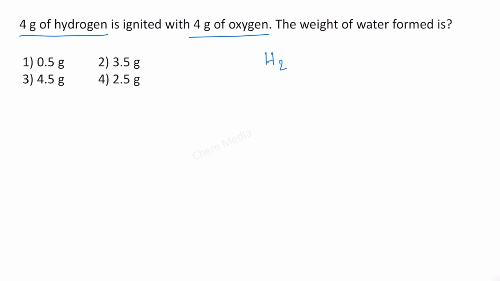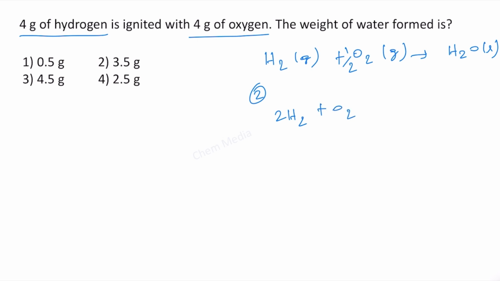So, H2 gas reacting with O2 and giving water. To balance the equation, we have to put 1 by 2 in front of O2. Now, to get rid of the fraction, I am multiplying the entire equation with 2. So, in that case 2H2 plus O2 giving 2H2O. What this means is that if we have 2 moles of H2 and 1 mole of O2, we would get 2 moles of water.